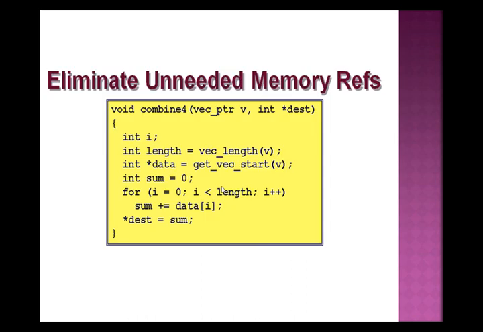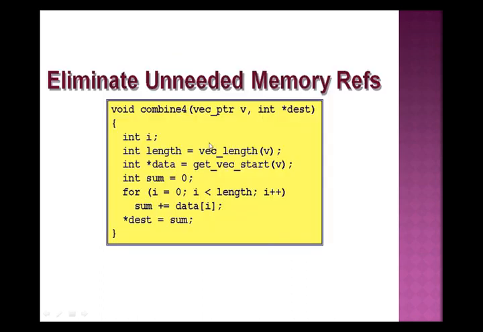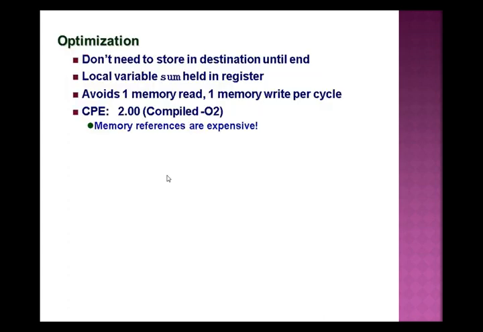Optimization: don't need to store in destination until the end. The destination is not used as a storage buffer until the end. The local variable sum is held in a register, not in memory. This avoids one memory read and one memory write per cycle. CPE, cycles per element, is 2. That is, memory references are expensive. It is very expensive to use memory references.